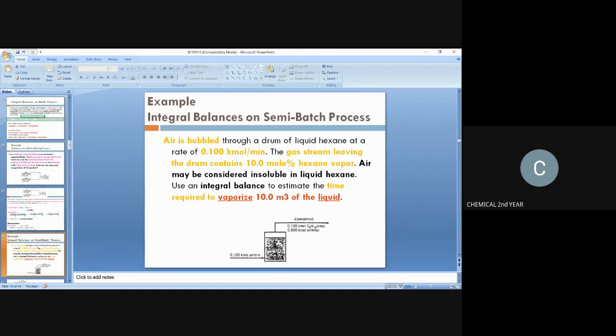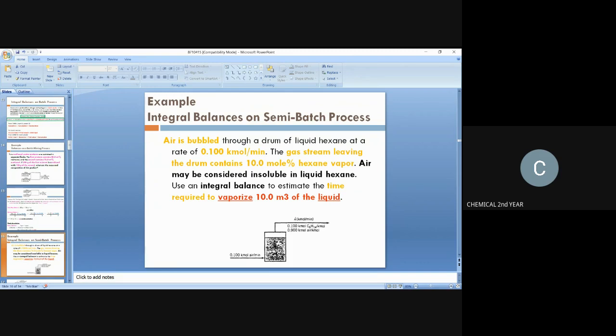The integral balances on semi-batch processes. Air is bubbled through a drum of liquid hexane at a rate of 0.1 kmol per minute. The gas stream leaving the drum contains 10.0 mole percent hexane vapor. Air may be considered insoluble in liquid hexane. Use an integral balance to estimate the time required to vaporize 10.0 cubic meters of the liquid.